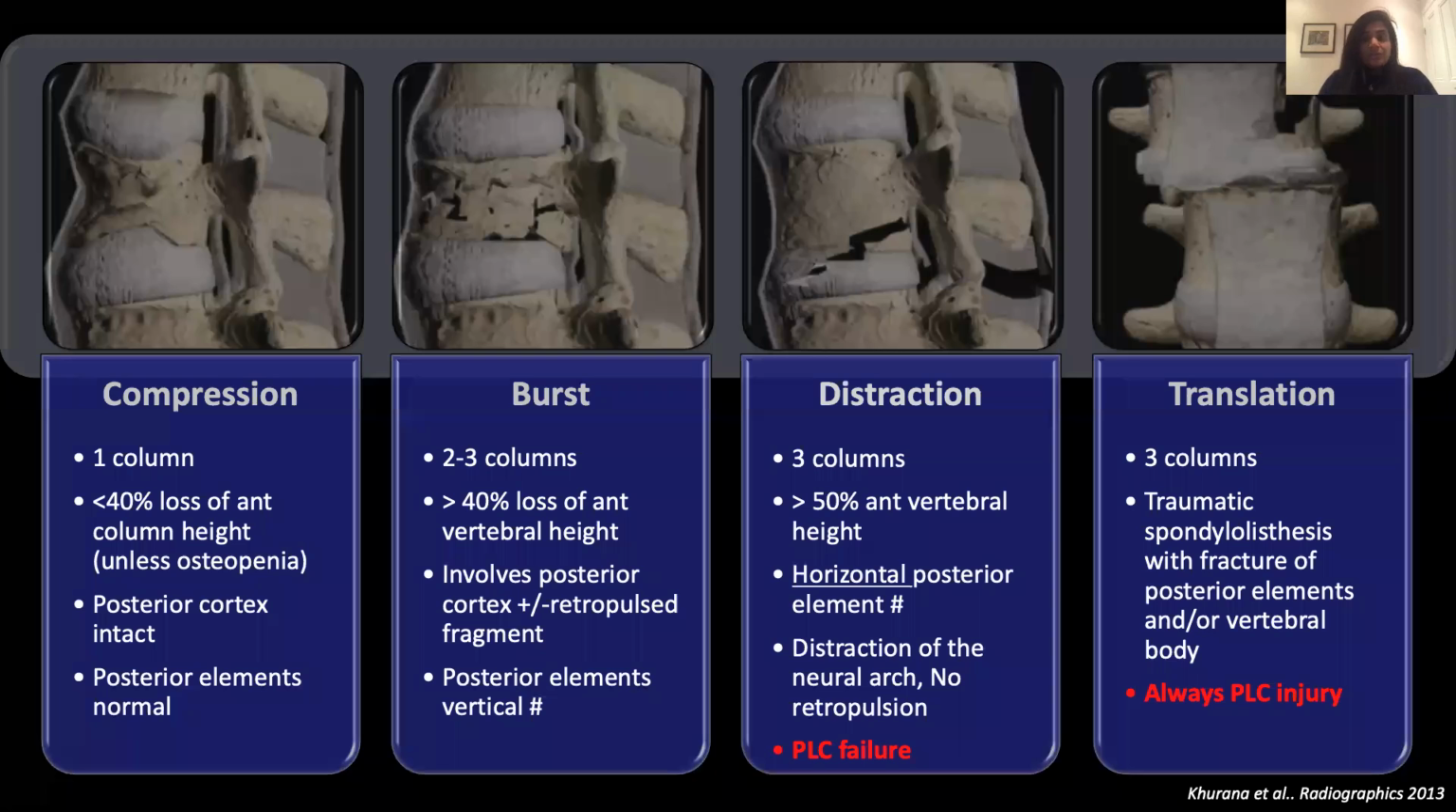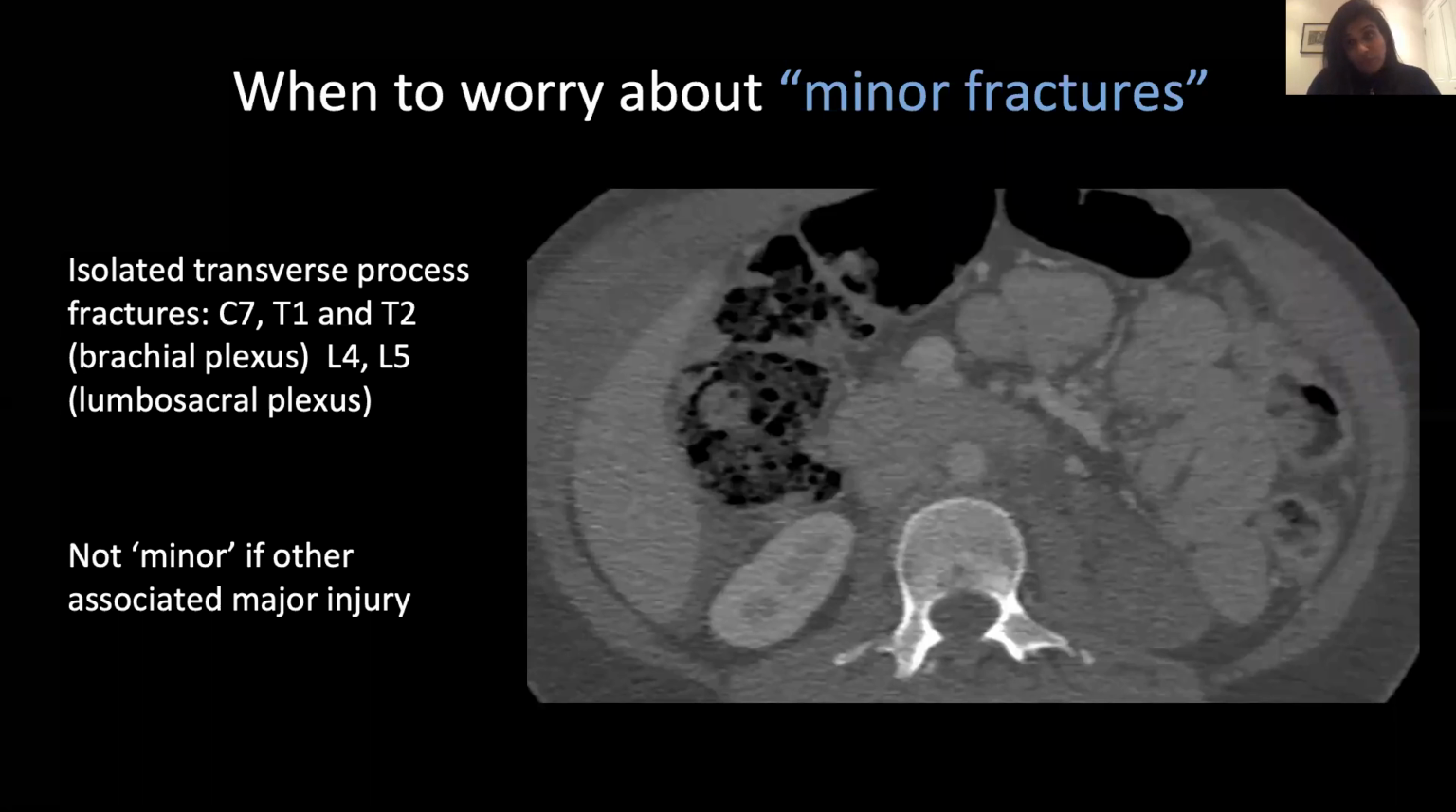So just to look at those in comparison with each other, least severe on the left and most severe on the right, with the distraction and translation being 3-column injuries where there will almost always be PLC failure. So when do we worry about the so-called minor fractures?